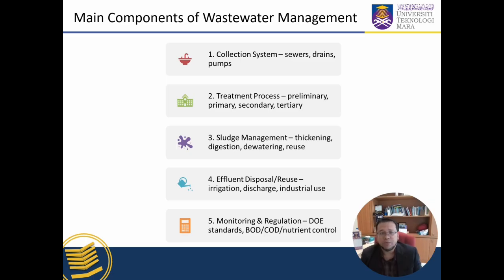In a complete wastewater management system, there are several main components working together. These include collection systems such as sewer network that transport wastewater, treatment system, primary, secondary, and sometimes tertiary process to remove contaminants, sludge management, handling and treating the solid portion of wastewater, discharge or reuse systems, ensuring treated water is safely released or repurposed, monitoring and regulation, ensuring everything meets environmental and public health standards. Each component plays a critical role and must function properly to ensure overall system performance.